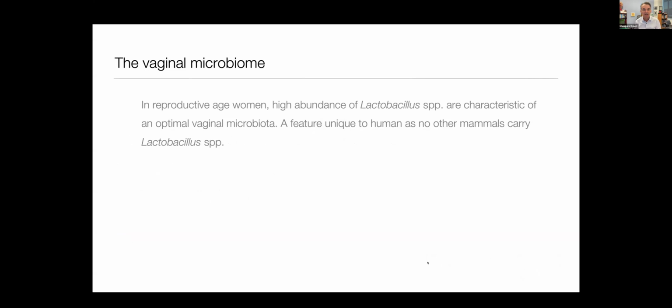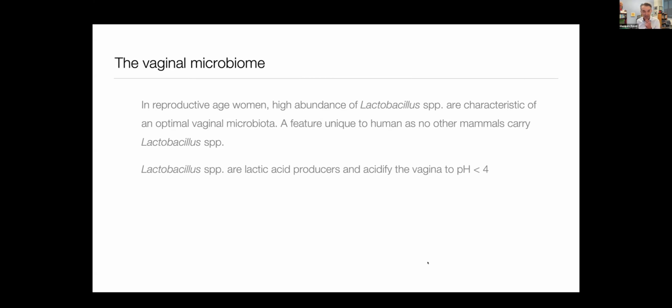Like Anke said, in reproductive age, this high abundance of lactobacillus is what we characterize as optimal for the vaginal microbiota. And just a point to note that it is a feature that's very unique to humans, as no other animal actually carries lactobacillus in their vaginal microbiota in such a high abundance, which makes studying this in a lab quite a lot more challenging than the gut microbiome, for example.